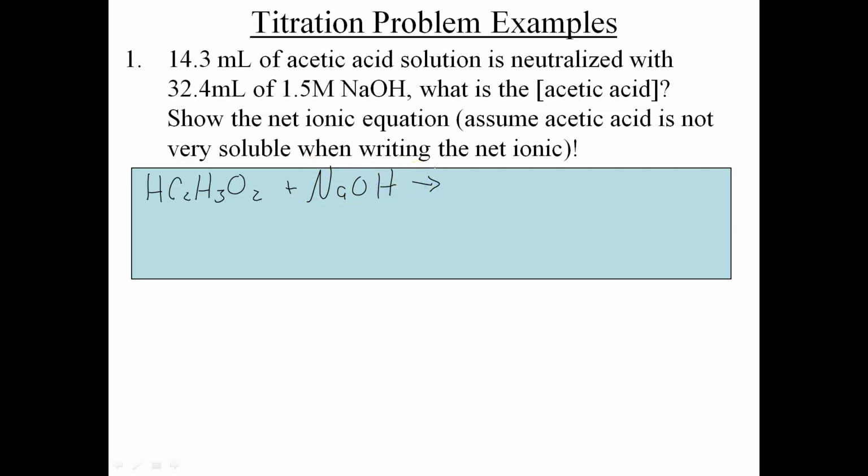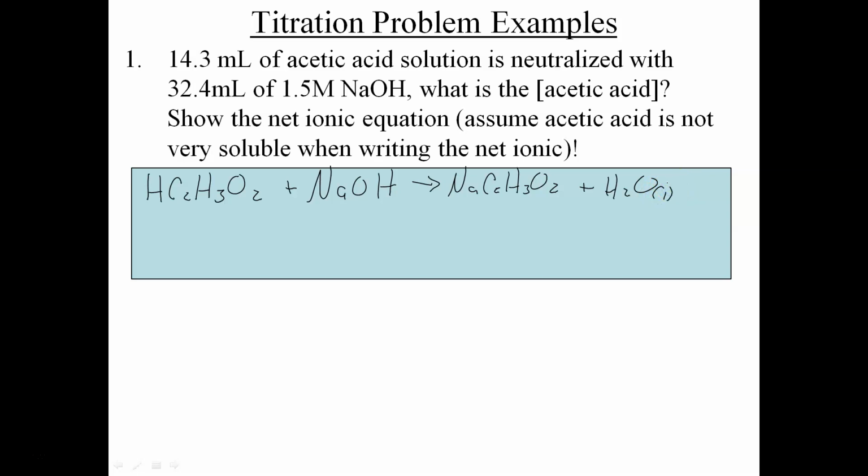And that is going to be a double replacement reaction. We're going to create sodium acetate and water. All right. It says the net ionic equation, and it says assume acetic acid is not very soluble. So we're trying to find our spectator ions here. The HC2H3O2 won't break up very much. The NaOH will, it's very soluble. The sodium acetate is very soluble, and water is a liquid, right?